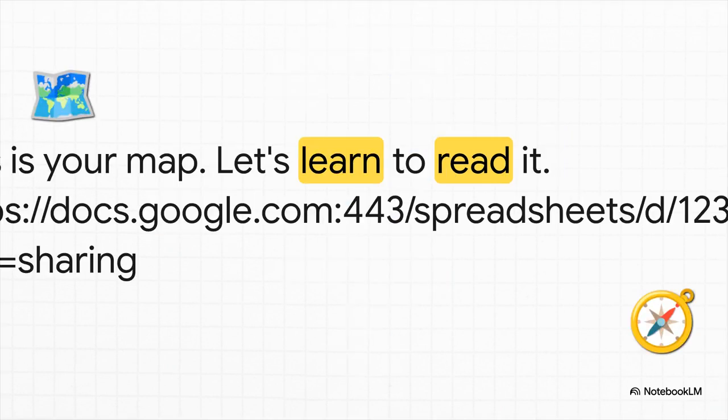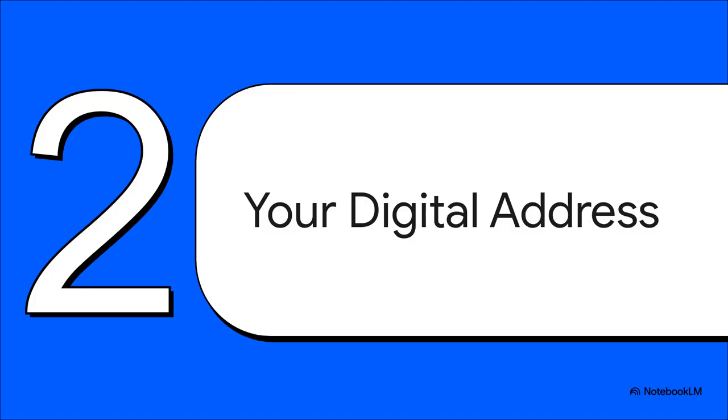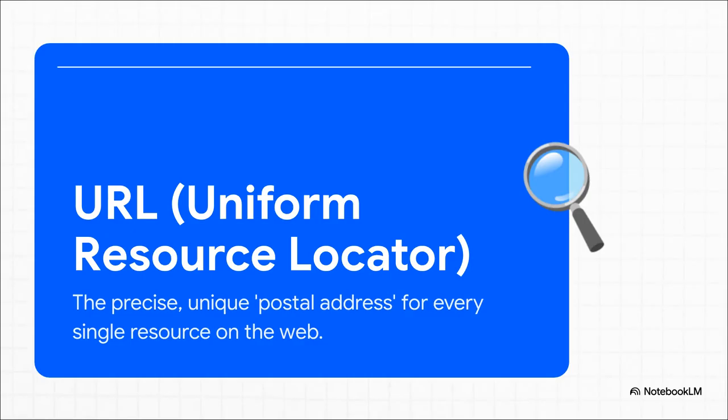And this crazy-looking thing right here, that is your map. I know, right now it probably looks like a bunch of random gibberish, but I promise, by the end of this, you're going to be able to read this thing like a seasoned digital explorer. So, what do we call this map? Well, it's got a formal name, and it is absolutely the key to finding, well, anything and everything online. It's called a URL. That stands for Uniform Resource Locator.